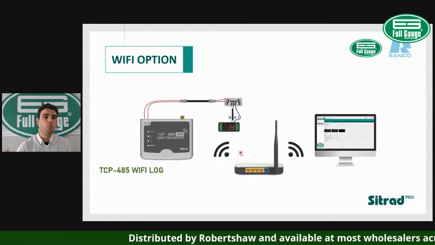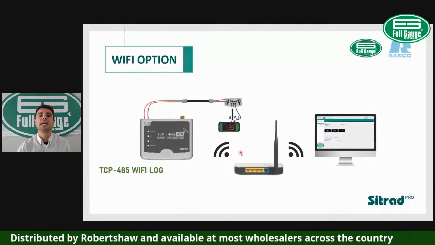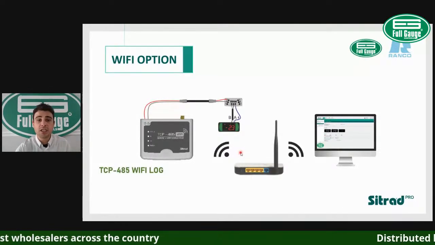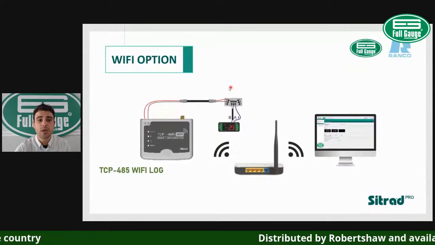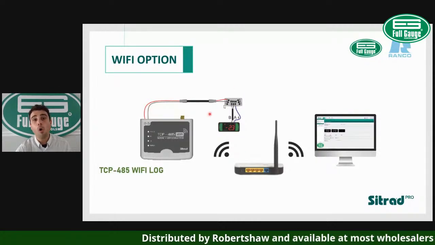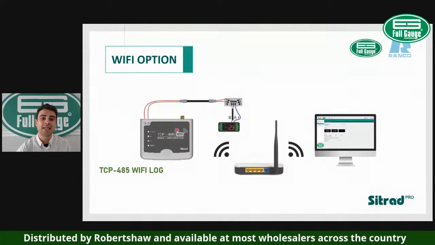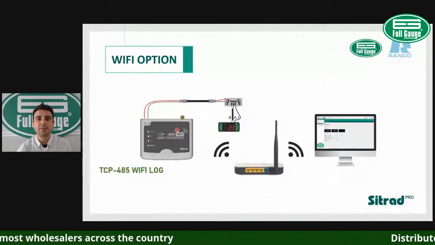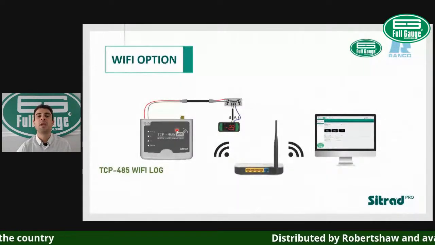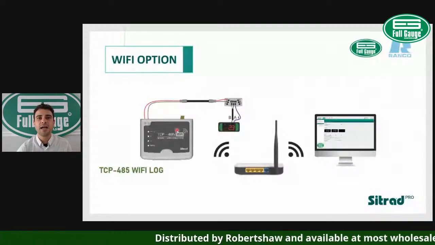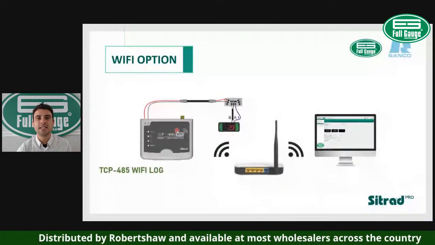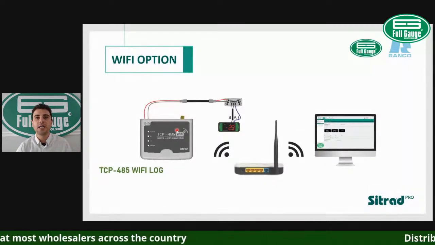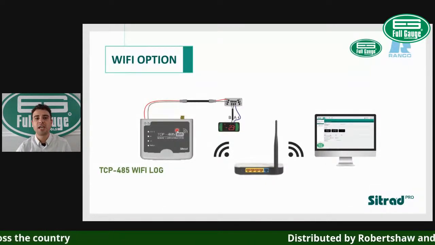So let's say we want to host the C-TRAD on-site. How does that work? I can connect individual controllers to each TCP, or I can connect up to 32 controllers to one TCP/485 Wi-Fi. Yes, up to 32 controllers to one TCP/485 Wi-Fi. Same wiring structure, the same daisy chain connection.